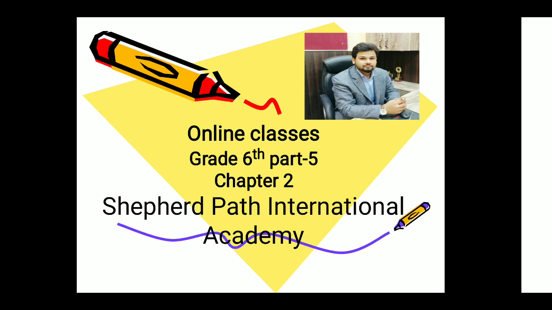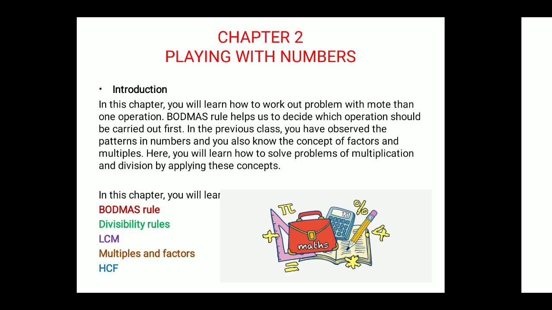In the previous class, we just talked about numbers, but in this class, we will talk about a new chapter that is playing with numbers. You already know what a number is. In this chapter, you will learn how to work out problems with more than one operation. The BODMAS rule helps us decide which operation should be carried out first.